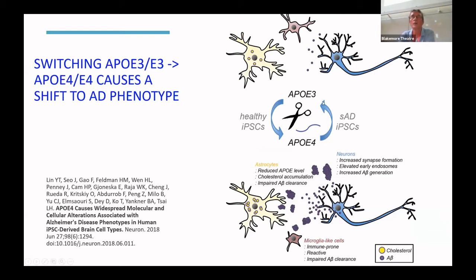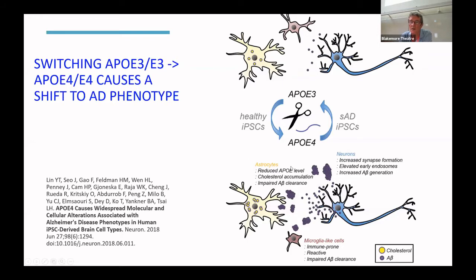Then you can grow neurons, astrocytes, and microglia. I have to say these are separate cultures, not co-cultures. And what they found was quite remarkable. First of all, for such a discrete editing event, several hundred genes changed in each of those three cell types. And the pathways they underlay were quite insightful.